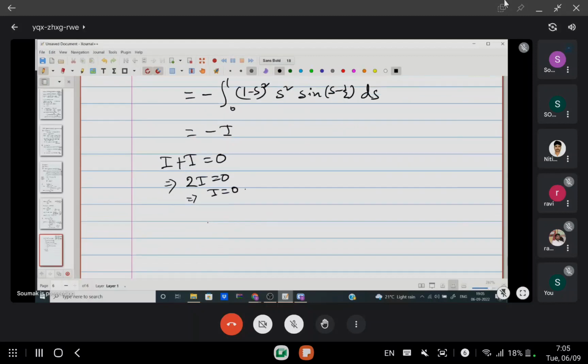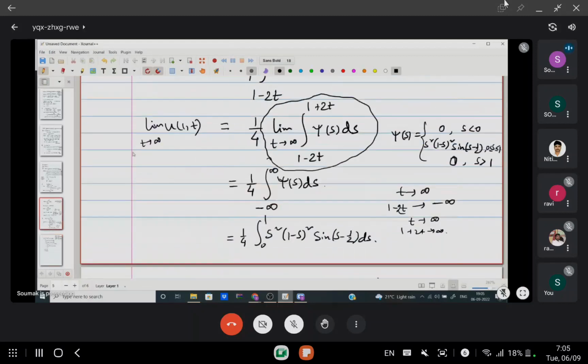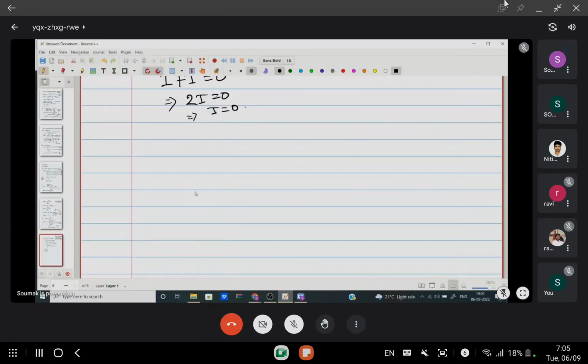So what is the limit? What am I finding? I am finding this limit, t tending to infinity, u(1, t) is this. So this is 0. So the answer is limit t tends to infinity, u(1, t) is 0. This is the answer. Is it okay? Okay, so next question.